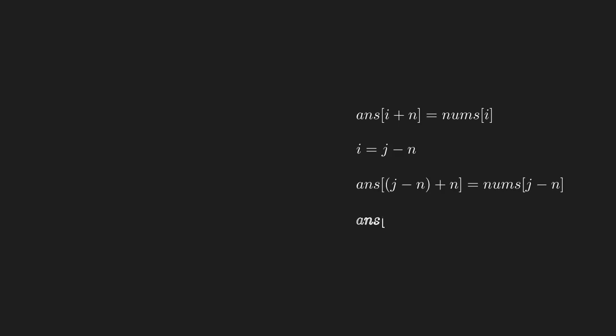From I equals j minus n, substitute j minus n for I in the equation ANS at I plus n equals nums at I. The left index becomes j minus n plus n. The negative n and positive n cancel, leaving j. Therefore, ANS at j equals nums at j minus n, which is exactly the required second half rule.